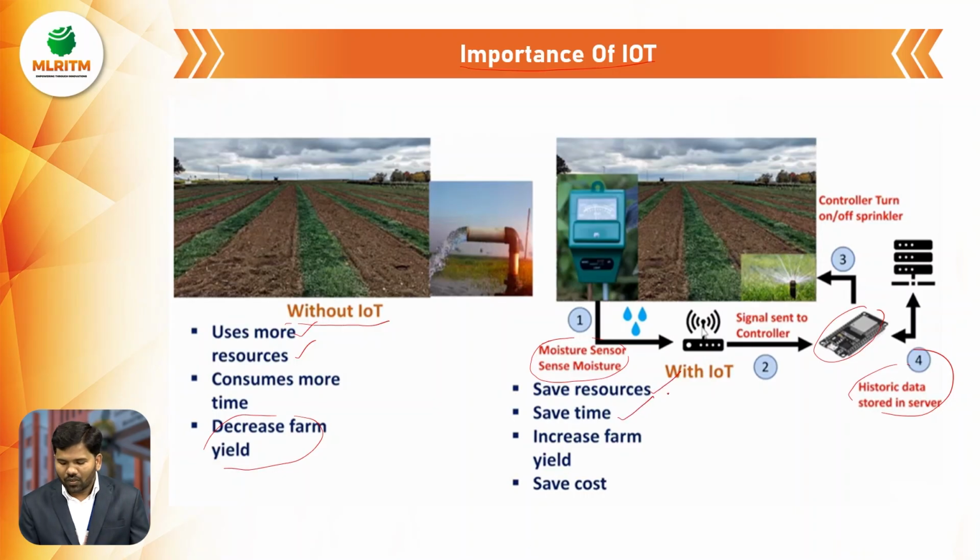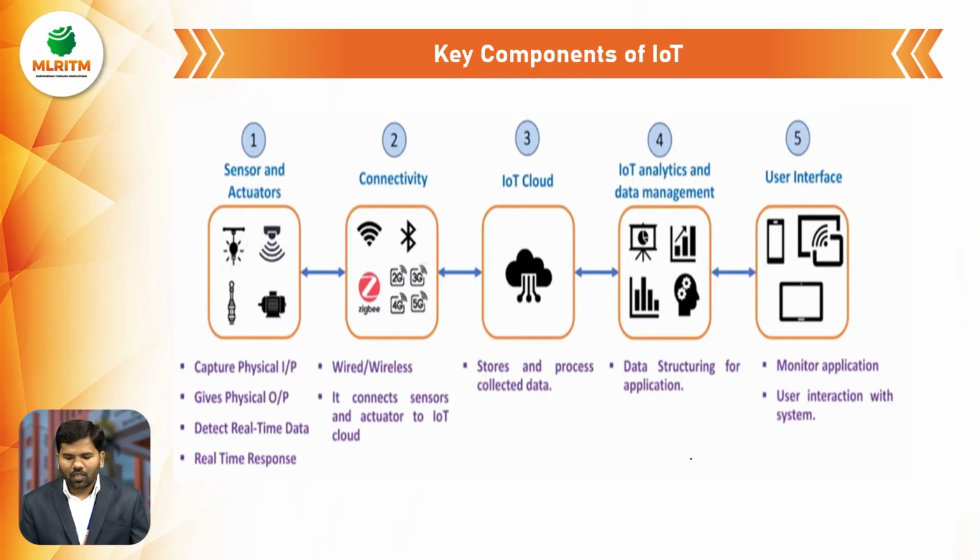It saves the resources, meaning there is no wastage of water. It saves the time. It increases the yield and saves the cost. We know that these sensors are very low cost sensors, so there is no need to buy high cost sensors. So these are the benefits of IoT. So without IoT and with IoT, this is how we make the field a smart agriculture field, right? Now these are the key components of an IoT.